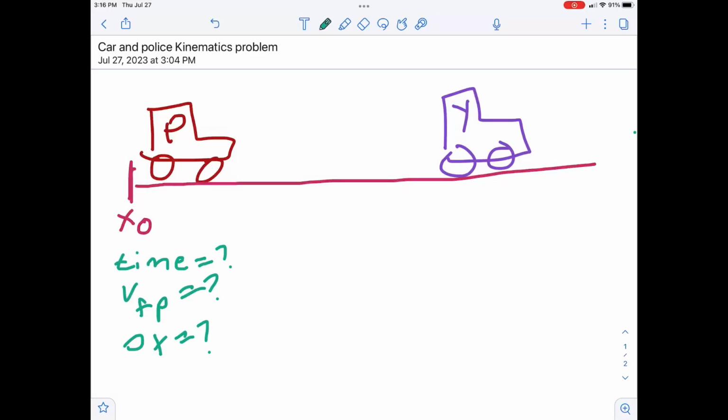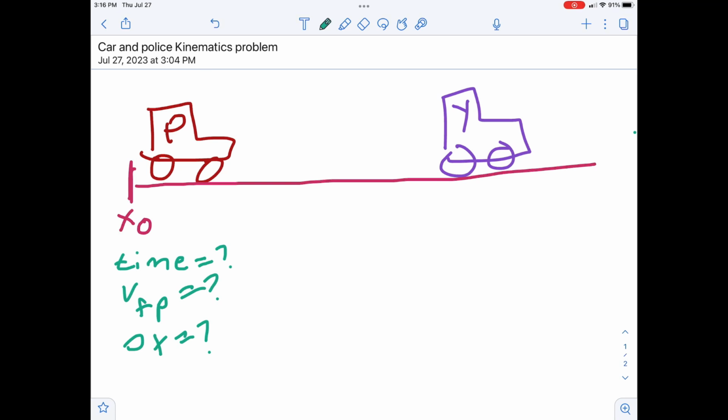I wanted to make a video about a kinematics problem that involves a police car having to catch up to another car. So in this problem, we're asked to find the time it takes for the police car to catch the car, the final velocity of the police car, and the displacement of the cars.